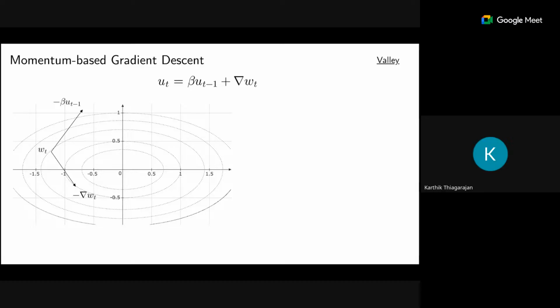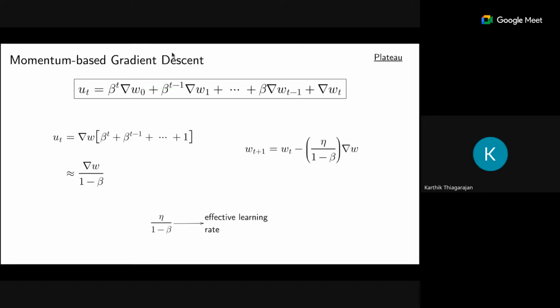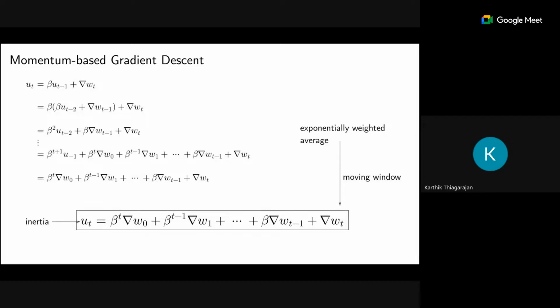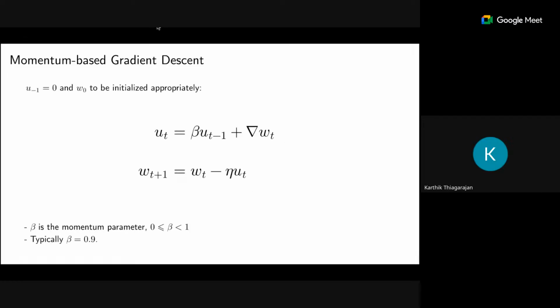Okay, so what happens if it's a valley? In a valley, notice what will happen if you are at Wt. If you just do gradient descent, you will go here. But if you're doing momentum-based gradient descent, then you have an extra term beta ut minus 1, right? So you have to move in the negative direction of ut, remember. So the update rule is this.